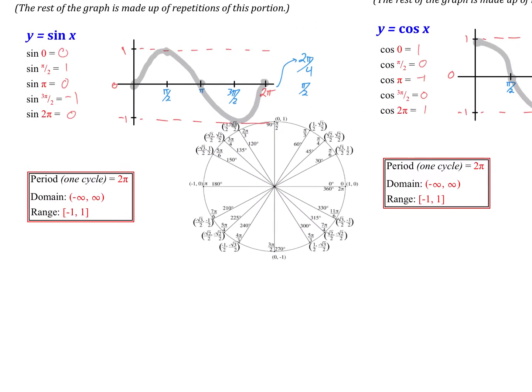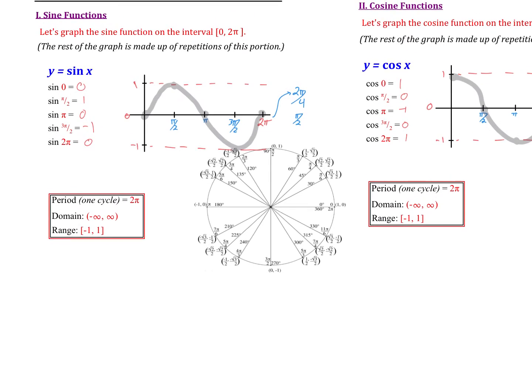The domain for both sine and cosine functions is going to be negative to positive infinity. Your range is going to be between negative and positive 1. The domain will always be negative to positive infinity. It will always be all real numbers. The range will change if we change the amplitude of these functions. Remember, the amplitude is how far away from the midline we go to hit the max or to hit the min.